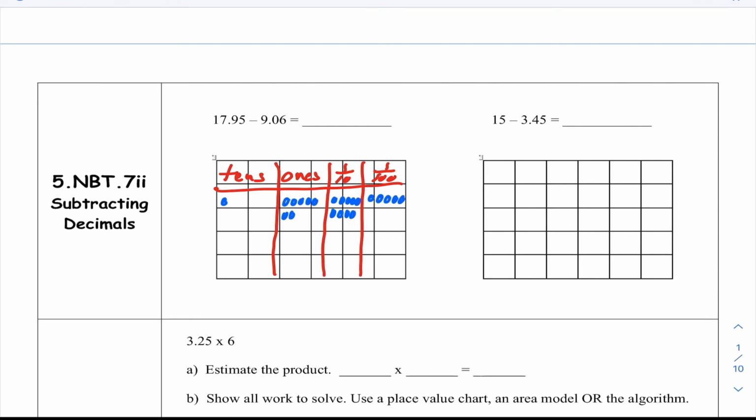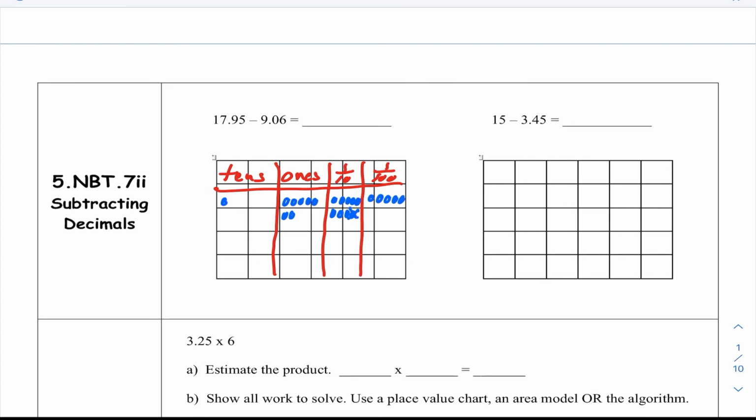Now notice in this one I'm subtracting, so I'm going to remove counters. I'm going to cross these off. So switch our colors here. Let's go green. So first I'm going to cross off 6 hundredths. So I have 1, 2, 3, 4, 5. So I don't have enough hundredths. So I'm going to need to decompose a tenth.